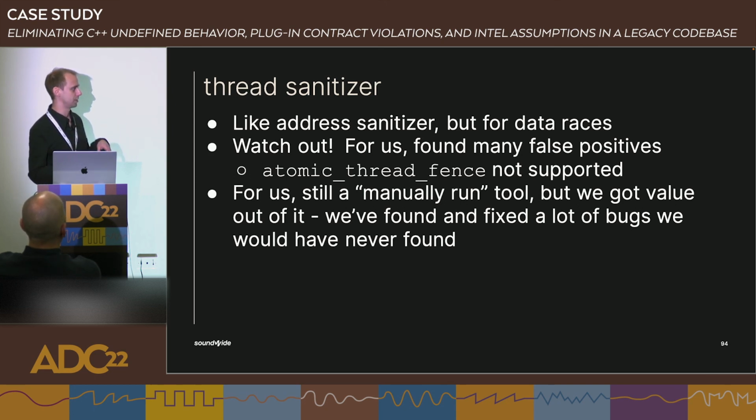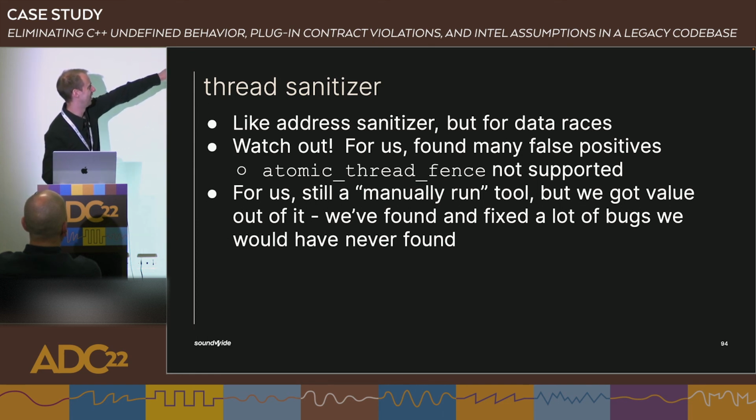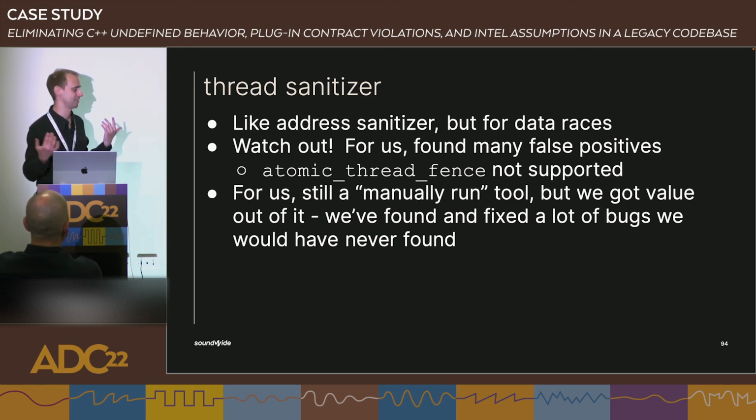Thread sanitizer is another one of these tools. This one focuses on data races, which the other tools don't really focus on. For us, this is still in that manually run mode because we haven't found a way to make it foolproof enough to automate it. But we've still found and fixed a lot of data races we never would have found without it. There's a couple of details, like this one atomic thing called atomic thread fence, which is part of the standard that thread sanitizer just doesn't know about. So if you're using it, it says you made a mistake even when you didn't.